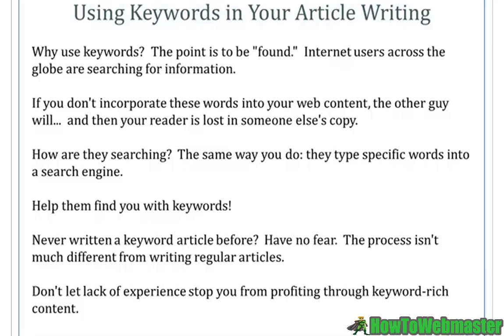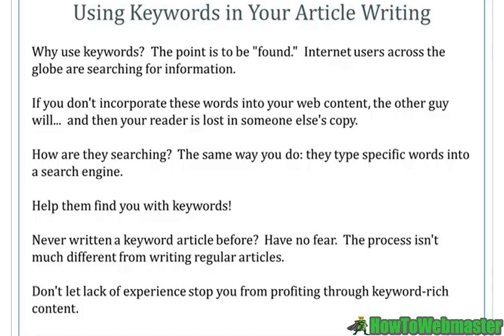How are they searching? The same way you do, basically. When you search for something online, that's exactly how other people are searching. They type specific words into a search engine. If you know what you're looking for online, you pretty much just go to the search bar, and you type in exactly what you're looking for and find what you need. That's called targeted marketing. A lot of the times they don't really know for sure. They're not quite specific on what they need, and they might find you that way, so you've got to be using those kinds of keywords also. But when they know exactly what they're looking for, that's who you want, and they're going to search the same way. Help them find you with keywords.